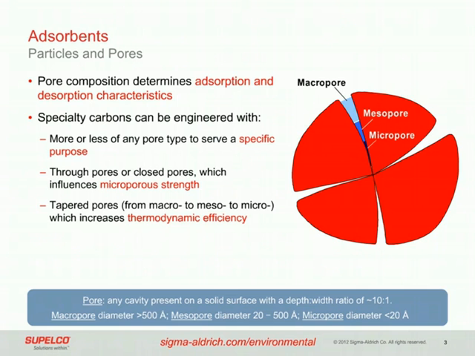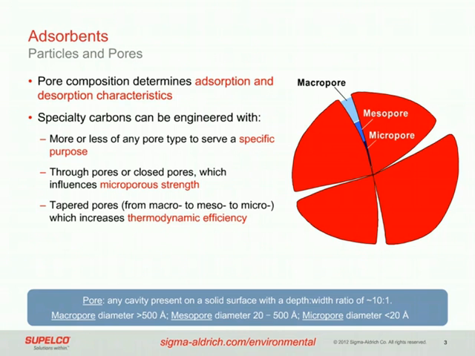Specialty carbon is nice because we can engineer those pores with more or less of any pore type to serve a specific purpose. The pores can be through pores or closed pores, which influences the micropore strength. In this diagram, we show the micropore being a through pore, meaning it goes all the way through the particle and comes out the other side. A closed pore would be closed at the back end, it would be a dead end. And again, that will influence the micropore strength.